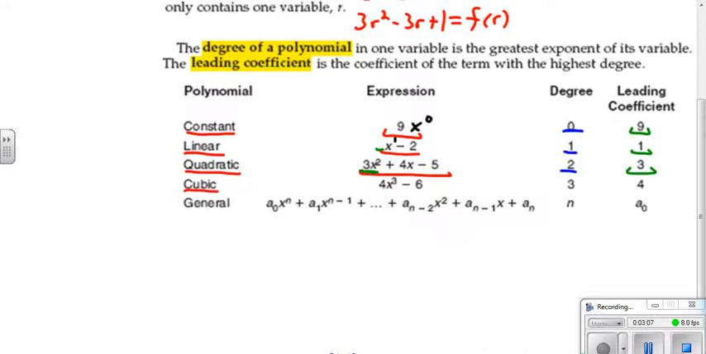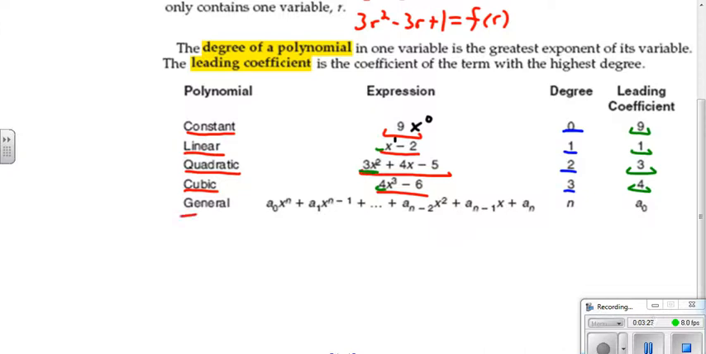We can say the same thing with cubics. Those just have an x cubed in them, in this case 4x cubed minus 6. So again, our degree is 3 because it's x to the third power. That's our highest power of x. And our leading coefficient is 4 because 4 is the one out front of the highest power.